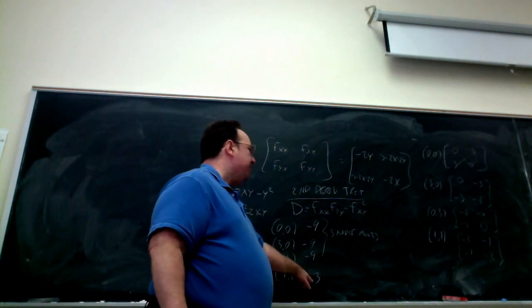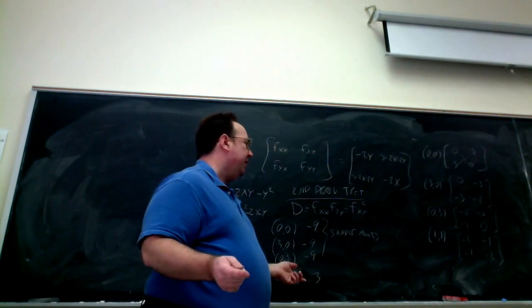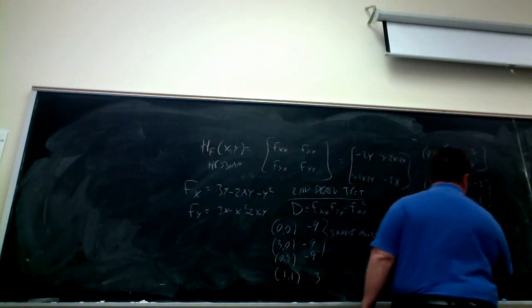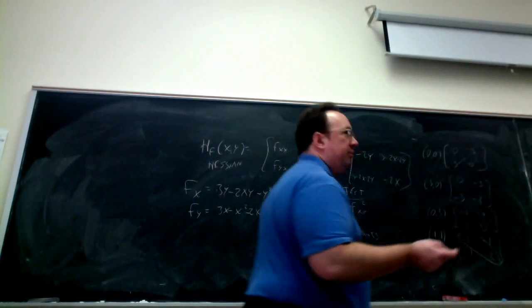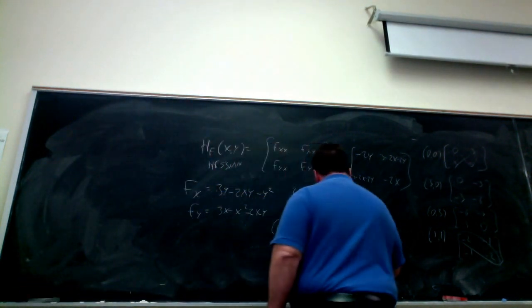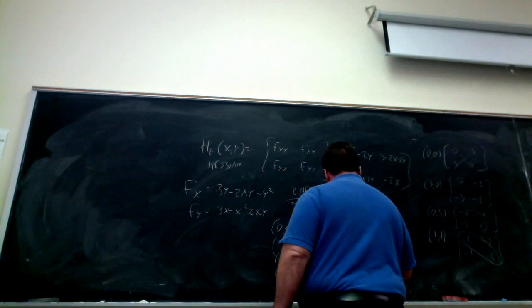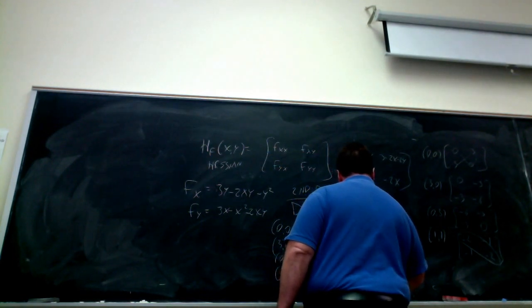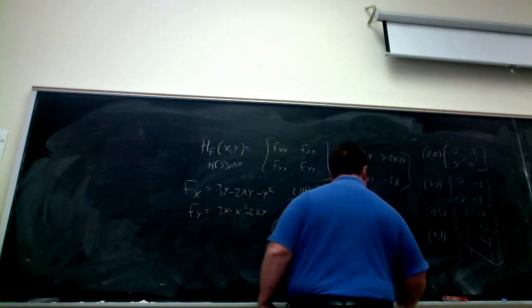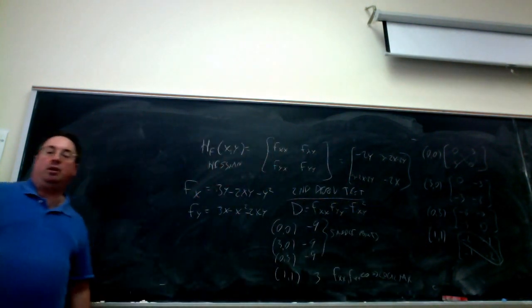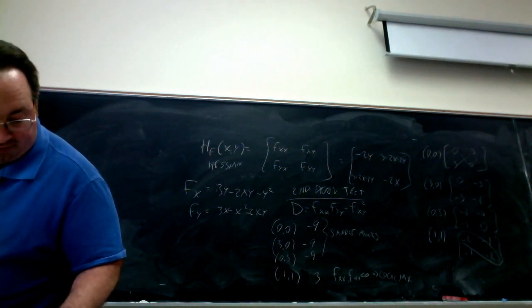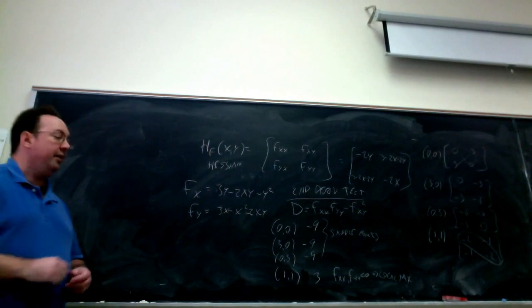When it's positive, that means it's a local max or a local min. Which is it? Max. It's a max because these diagonal entries, you really only need to look at one of them. In this case, you're going to have the same sign. They're negative. So because fxx, fyy are negative, this is a local max. And that's it. So all the critical points are classified. Max, min, or saddle point. This is a local max.